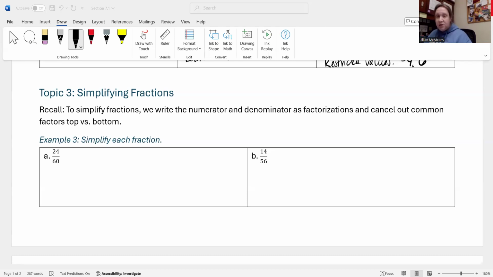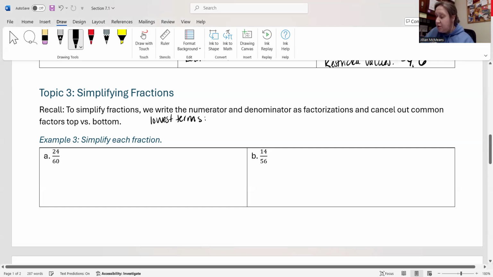To simplify fractions, we write the numerator and denominator as factorizations and cancel out factors top to bottom. Now, when you actually simplify fractions, sometimes we just divide out common factors until we get something that's fully simplified. But I'm going to show you this a very particular way so that you can truly see that connection between what we do with fractions compared to what we do with rational expressions. Okay, so example 3 says simplify each expression, or simplify each fraction. We want to get our fraction to what is called lowest terms.